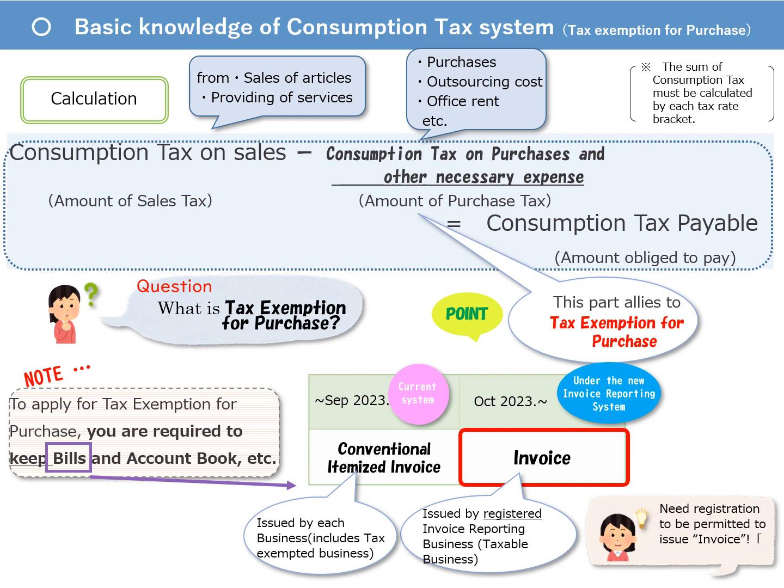Consumption tax exemption from purchase is a necessary procedure to calculate the amount of consumption tax you need to pay. All you have to do is to deduct the paid amount of consumption tax on the materials from the amount of consumption tax on the selling price. However, there is a rule to be admitted this tax exemption for purchases. That is, keeping of bills and account book becomes indispensable.